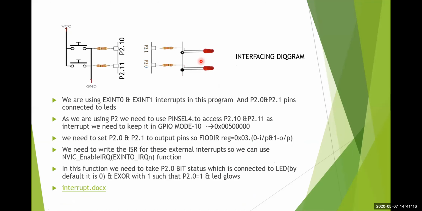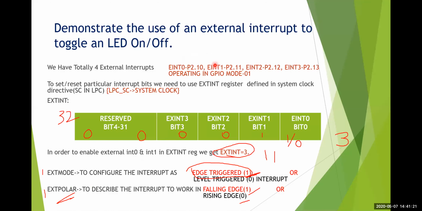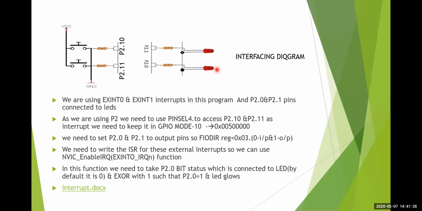So these are the 3 special function registers. Now see, this is the interfacing diagram where I'm using, as I told you, P2.10 as external interrupt 0 and P2.11 as external interrupt 1, which are connected to the switches. If the switch is pressed, then 1 will be sent to this particular pin. If I'm sending 1, it means the particular interrupt is enabled. If the switch is in the unpressed mode, by default the value will be 0. This port pin status will also be 0, which means the interrupt status is disabled.